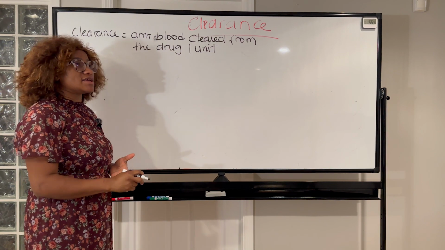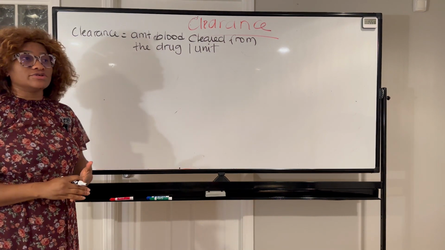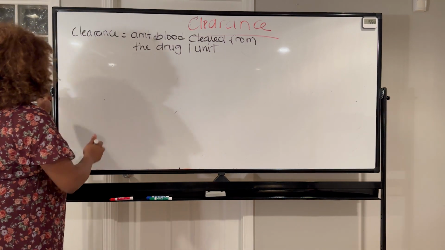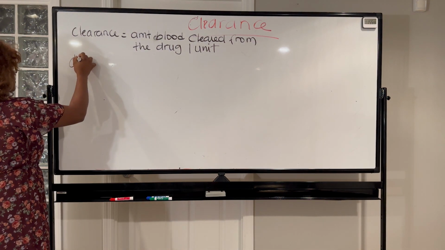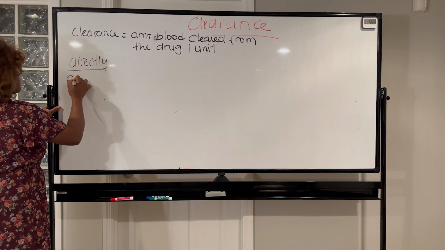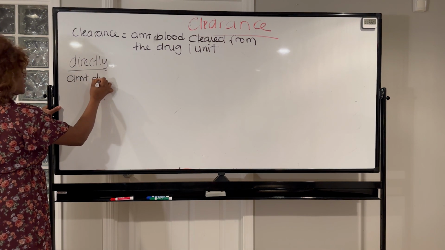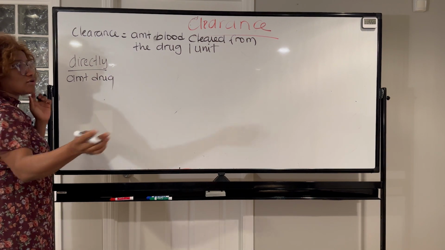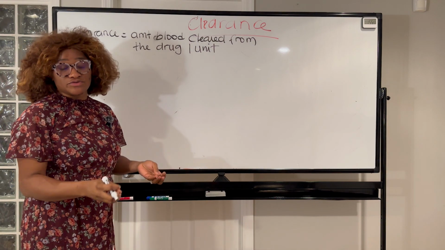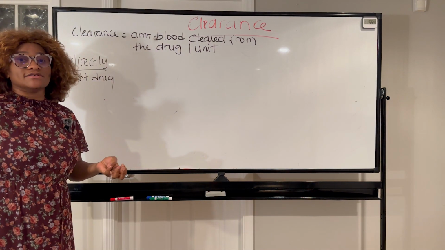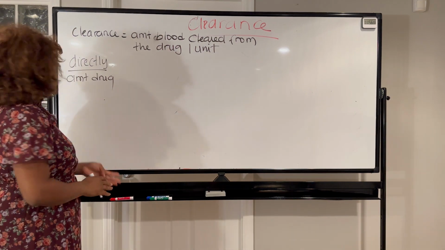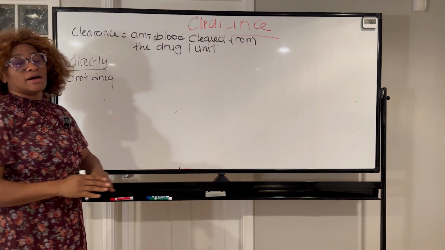Clearance is affected directly proportionally and indirectly proportionally by many variables. So clearance is directly proportional to the amount of drug, or the concentration of the drug. The more we give the drug, the more it gets cleared by the body if all systems work within defined limits. So it's directly proportional to the amount of drug.